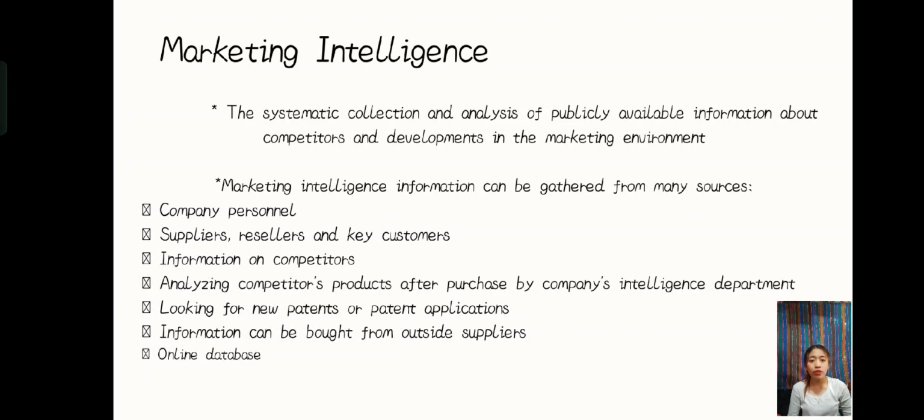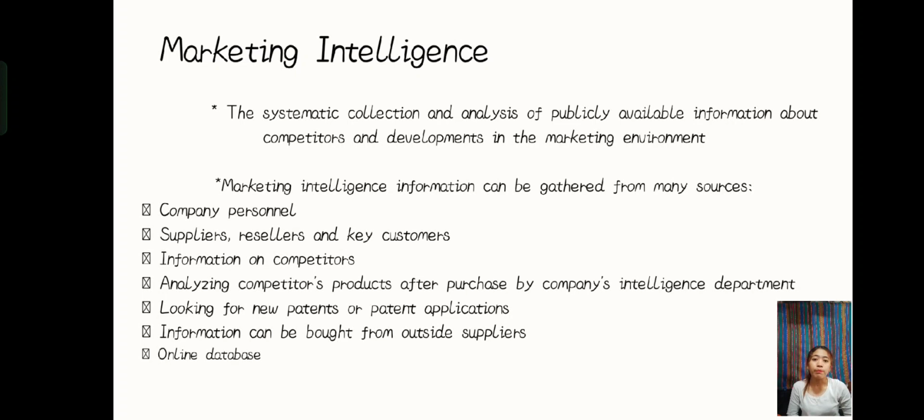And external sources of information can include researching competitors, analyzing their products after purchase by the company's intelligence department, monitoring patents and patent applications, purchasing information from outside suppliers, and utilizing online databases. The information collected through marketing intelligence can be used to identify market trends, assess competitors' strengths and weaknesses, and develop strategy for responding to changes in the marketplace.